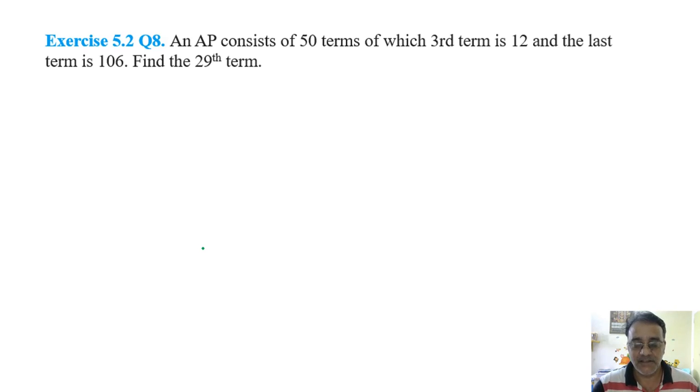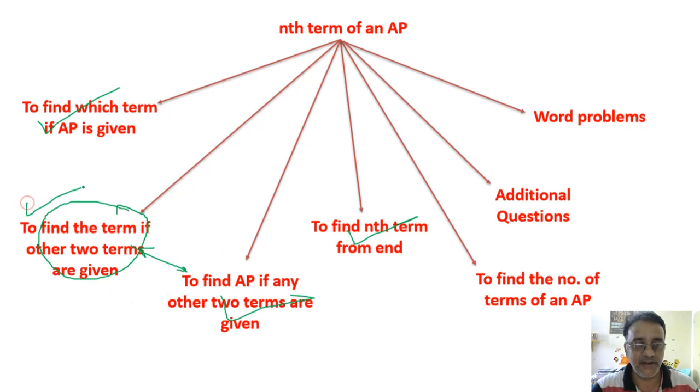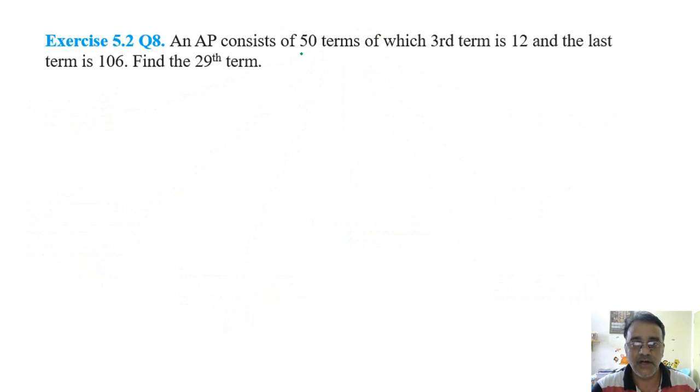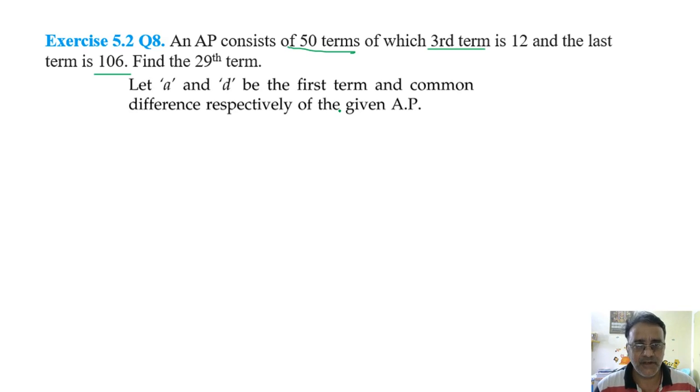Okay, this is based on this type of question, to find the particular term if other 2 terms are given. So other 2 terms means the third term and the last term, that is the 50th term, is given. Okay, and we need to find the 29th term. So let us start with the first step. Let A and D be the first term and common difference respectively of the given AP.